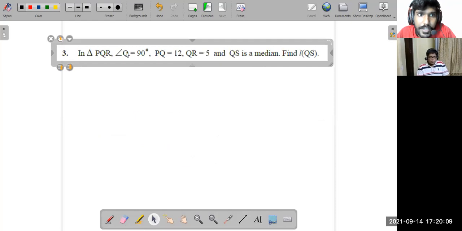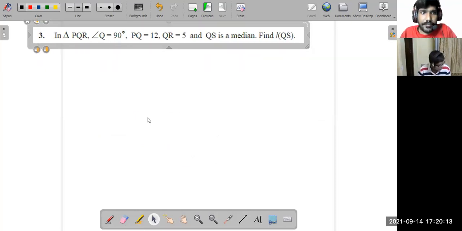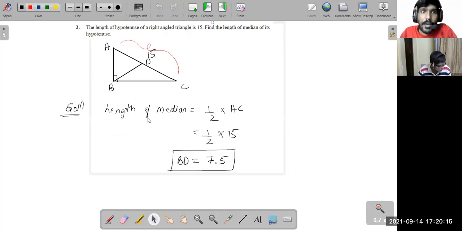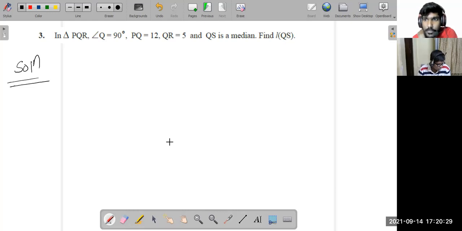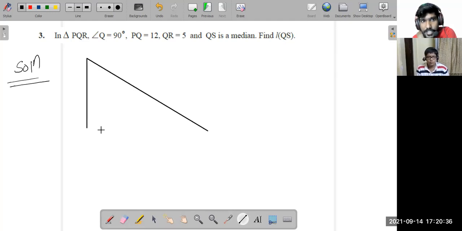Okay, third one. In triangle PQR, angle Q is 90 degrees. PQ is 12, QR is 5, and QS is a median. You have to find the length of the median. Are you able to do this? Okay, I'll draw the diagram. You'll understand. Look at the diagram. Triangle PQR. They have said it is a right angled triangle.